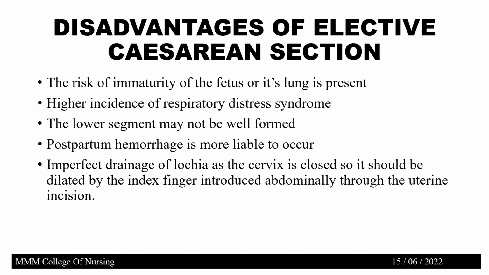And the lower segment may not be well formed. Well formed in the sense that the blood vessels should be well formed in the lower uterine segment. If you compare the lower and the upper uterine segment, the coagulation and constriction of the blood vessels is well formed in the upper segment, but it is not present in the lower segment.